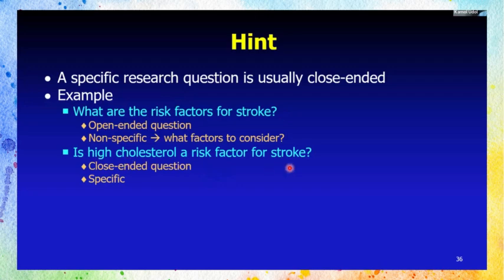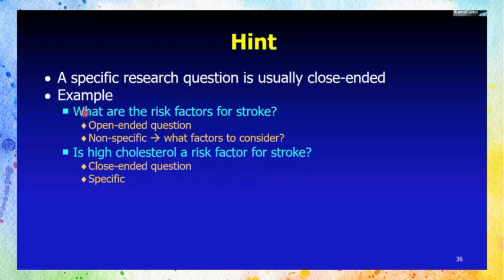Now, for this question, the possible answer can be just yes or no. Is high cholesterol a risk factor for stroke? Yes or no. It cannot be anything else, just yes or no. So this is a closed-ended question. This is a specific question, and it can be used as a research question.